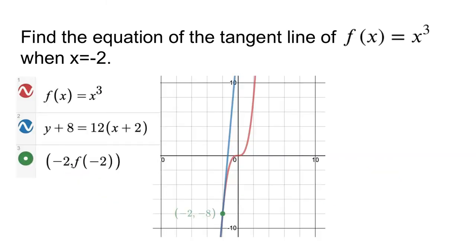Here's what it actually looks like. So I just did the problem and made sure you knew exactly what it looked like here. So the red line is, of course, x to the third power, and the blue line is that tangent line we just found. Cool deal.